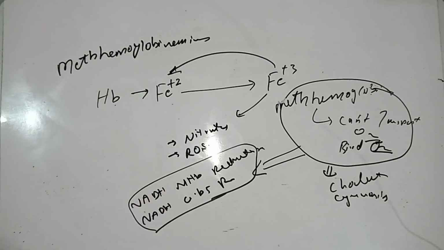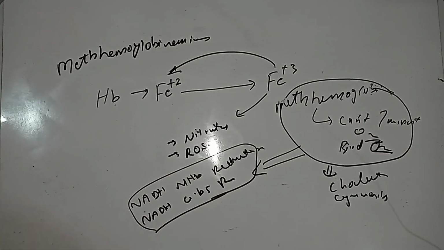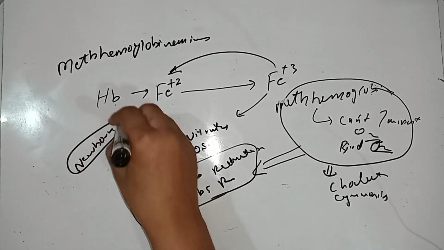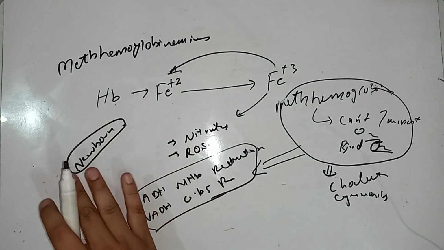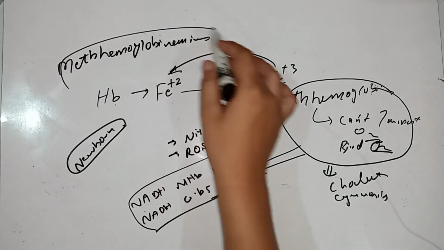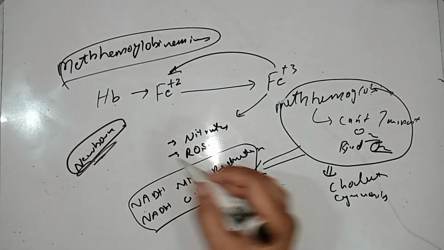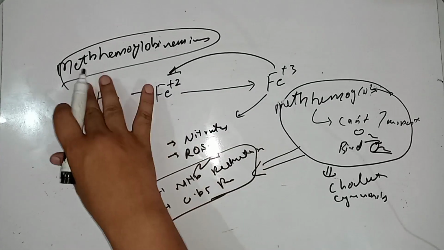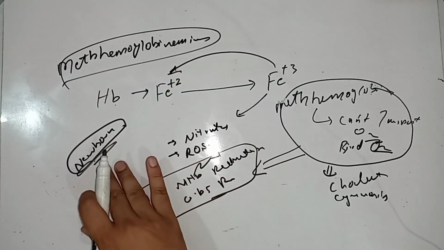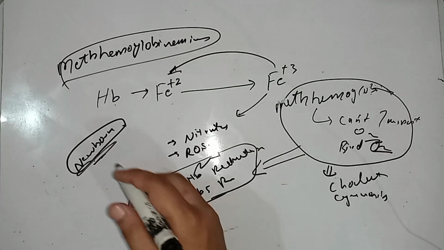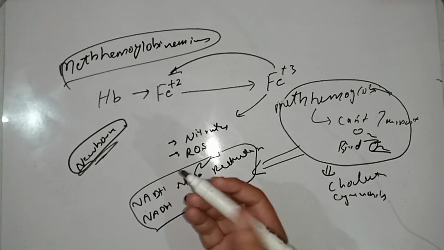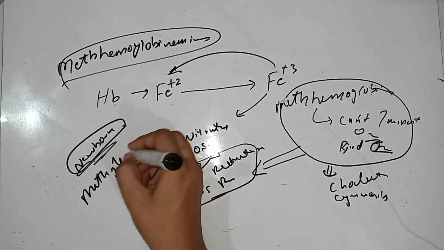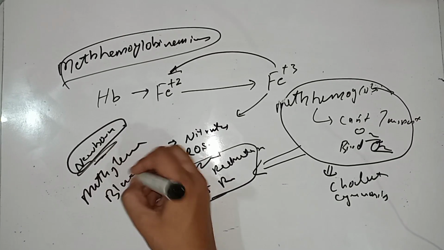However, in infants or newborns, the activity of this enzyme is less than in adults. So newborns are more prone to methemoglobinemias because of reduced activity of this enzyme. Adults have increased activity, so adults have less risk of methemoglobinemia. However, newborns have greater risk. So to treat methemoglobinemias, what drug can be used? Methylene blue is used to treat methemoglobinemias.